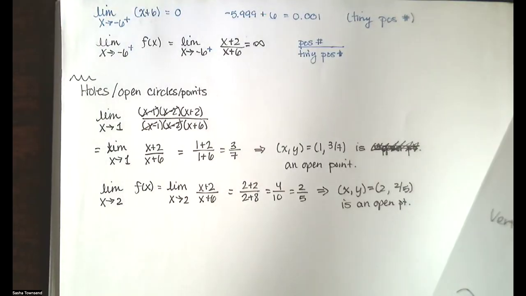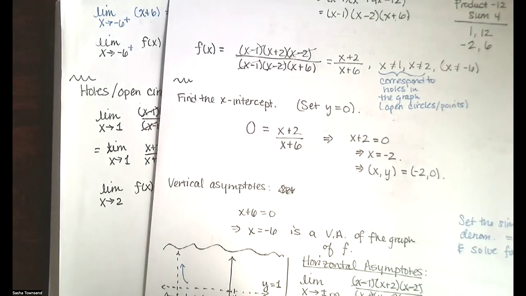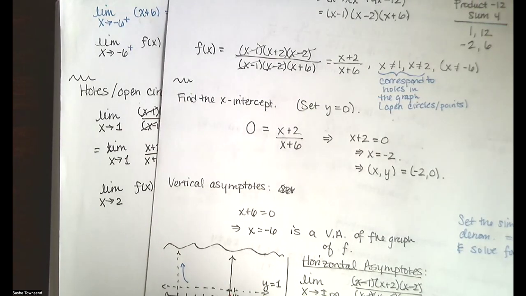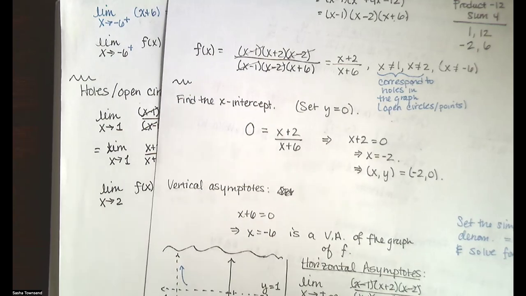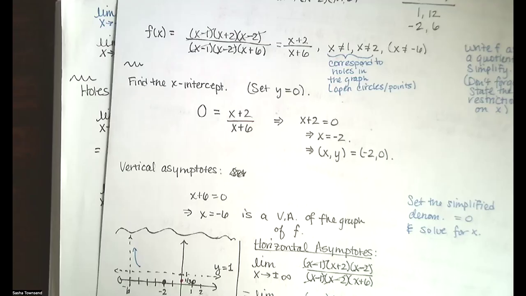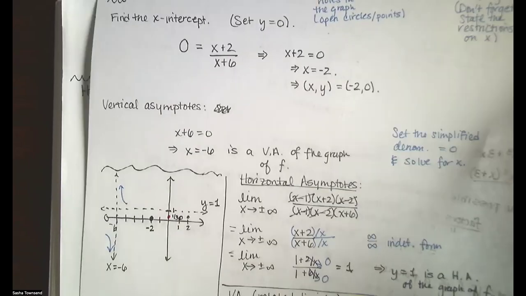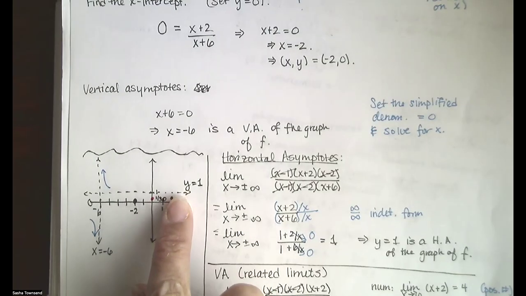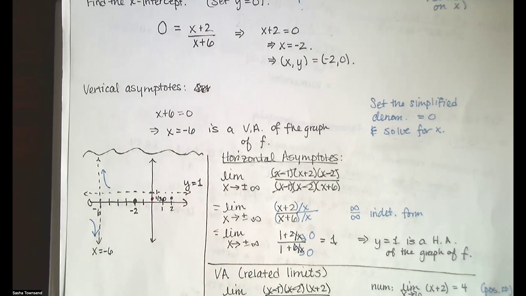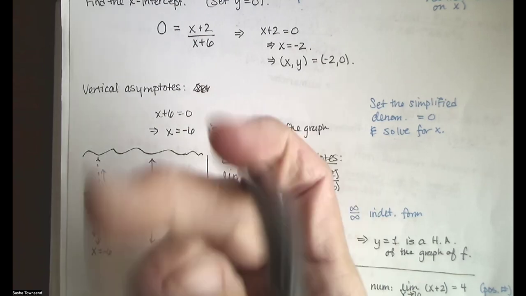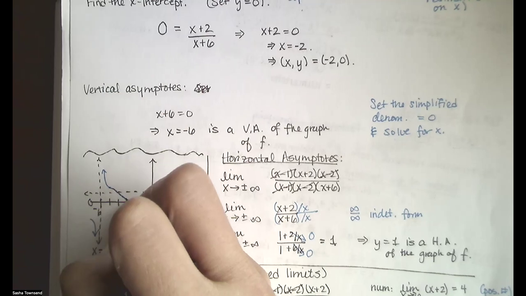So at x equals 1, y is equal to 3/7. And at x equals 2, y is equal to 2 fifths. And we know that the function is supposed to approach the line y equals 1 as x goes to positive and negative infinity. So maybe the graph looks like this. I'm not actually sure.